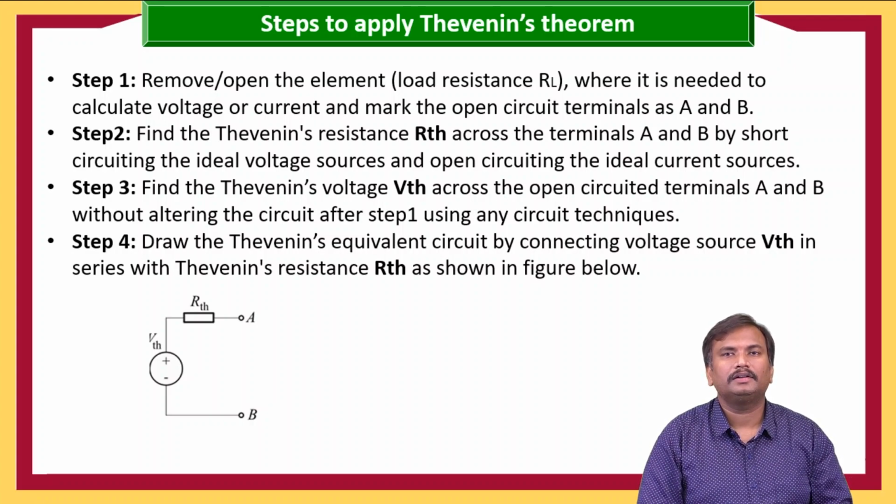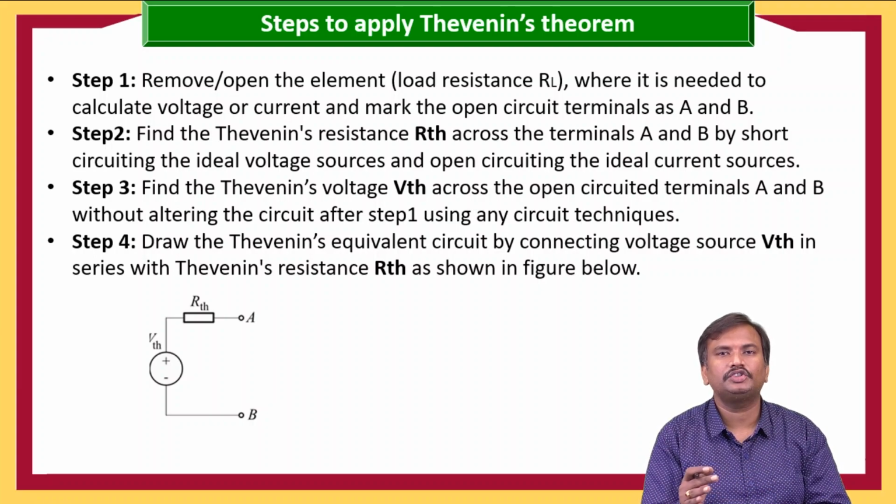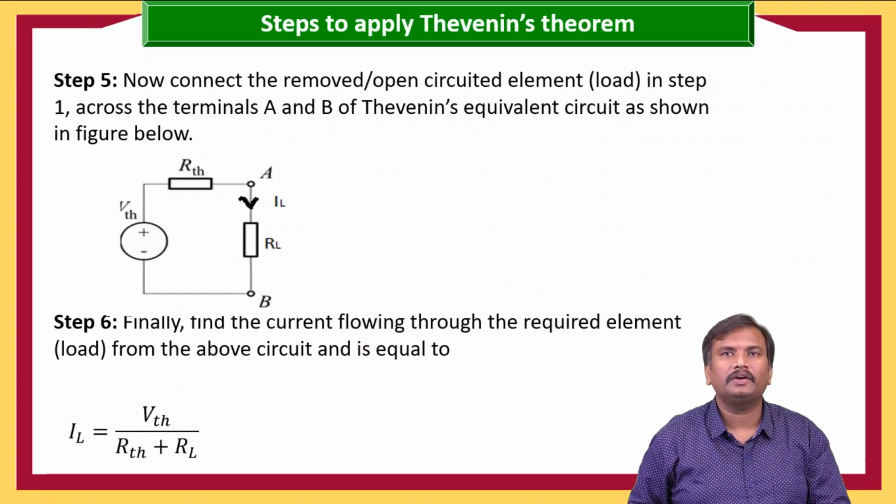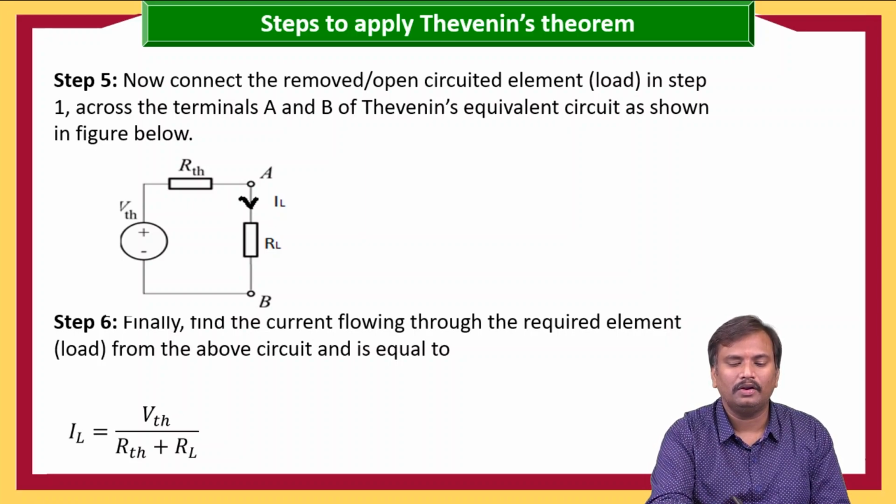When we got the Thevenin voltage and Thevenin resistance, we need to replace the complete circuit with a Thevenin voltage in series with the resistance between the two terminals A and B. And in order to calculate current flowing through the load, we need to connect the load resistance. Whatever the load resistance which we have removed in our step 1, that load resistance we have to add, and then we have to calculate the load current.